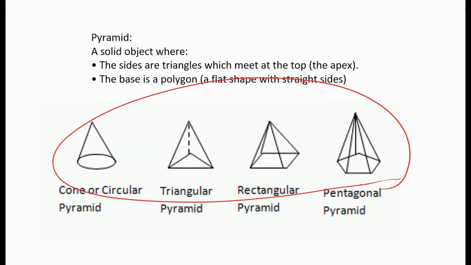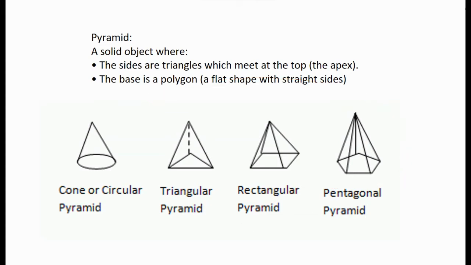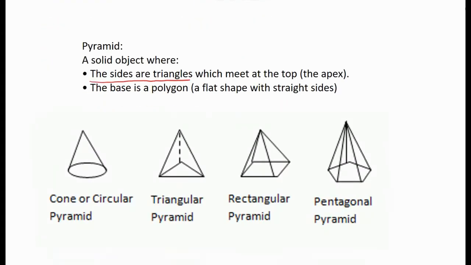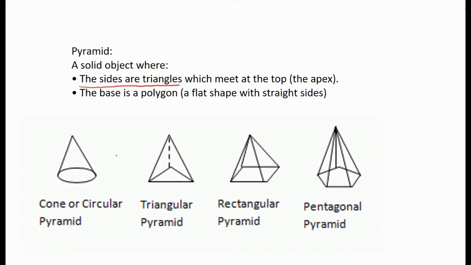And look at those pyramids, everyone. What's the difference between pyramids and prisms? Okay, a pyramid is a solid object where the sides are triangles. So for a prism, the sides are rectangles, right? The lateral faces are rectangles. But for a pyramid, the sides are triangles, which meet at the top. And the base is a polygon.